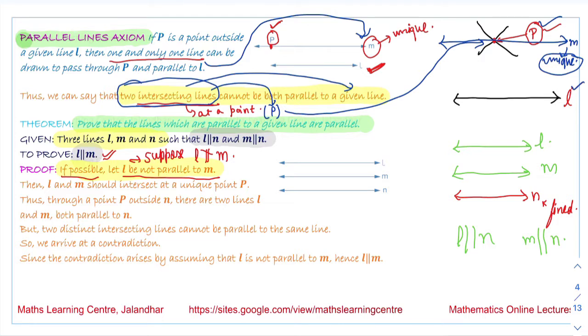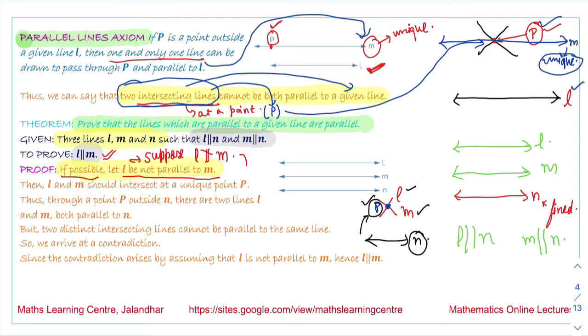Now if L is not parallel to M, then what will happen? There is a unique point P which is the point of intersection of L and M, because these are intersecting lines, and this point P will lie outside N. So we have two intersecting lines L and M, their point of intersection is P, and there is another line N. This point P lies outside the line N. So we have a line N, a point P, and two lines passing through the point P.